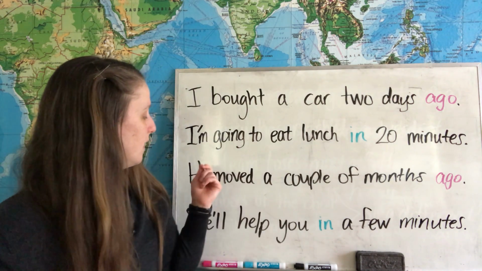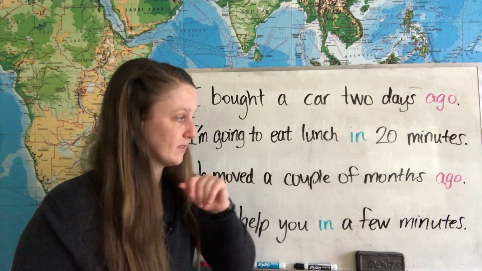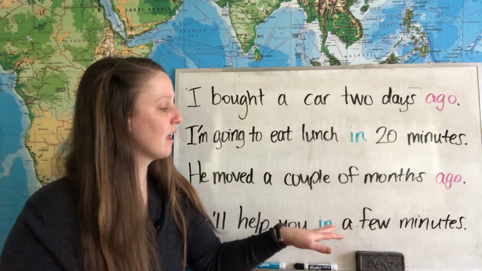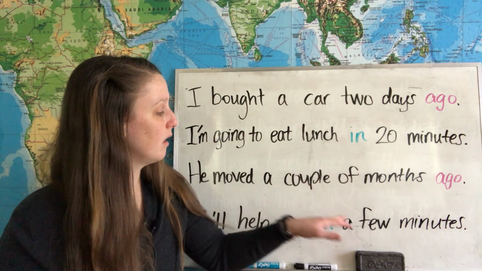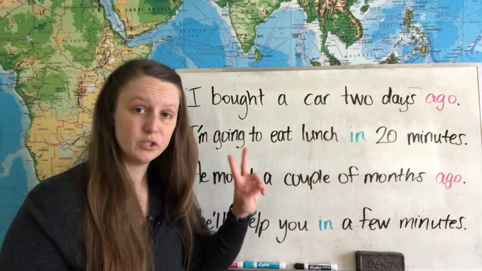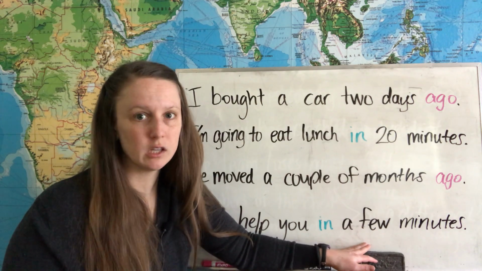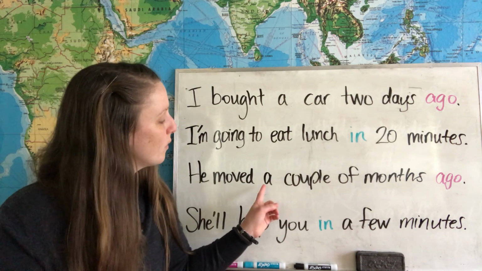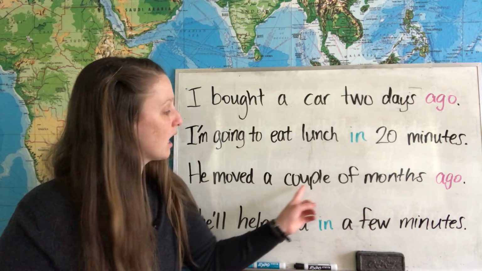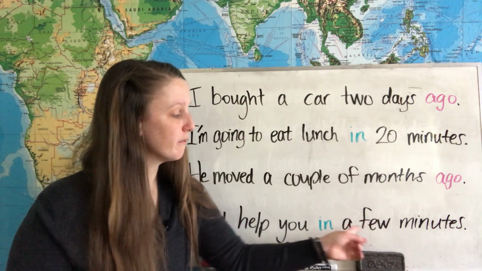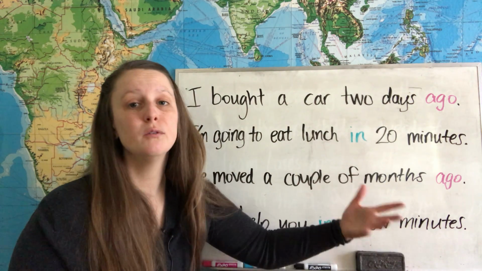We can use a few with ago. Also, we could say he moved a few months ago, or she'll help you in a couple of minutes. The big difference I want you to see between a couple and a few is a couple means 2, about 2. A few means a small number, not a large number. And with a couple, we use the preposition of. A couple of months. With a few, we don't use the preposition of. We just say a few minutes, a few months.